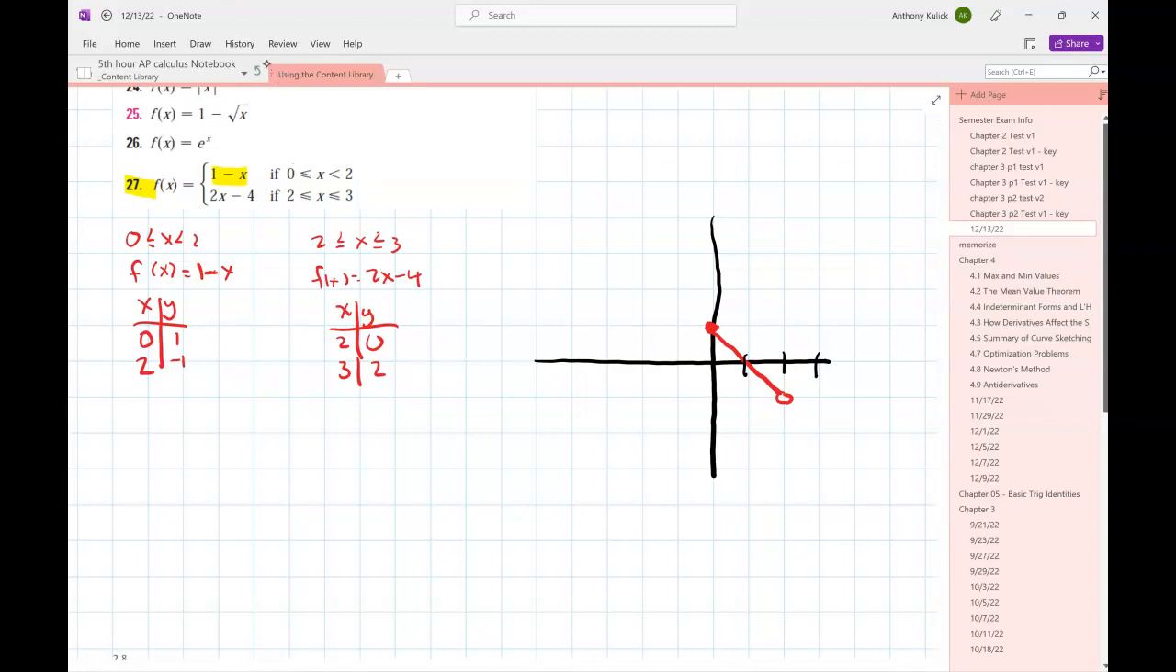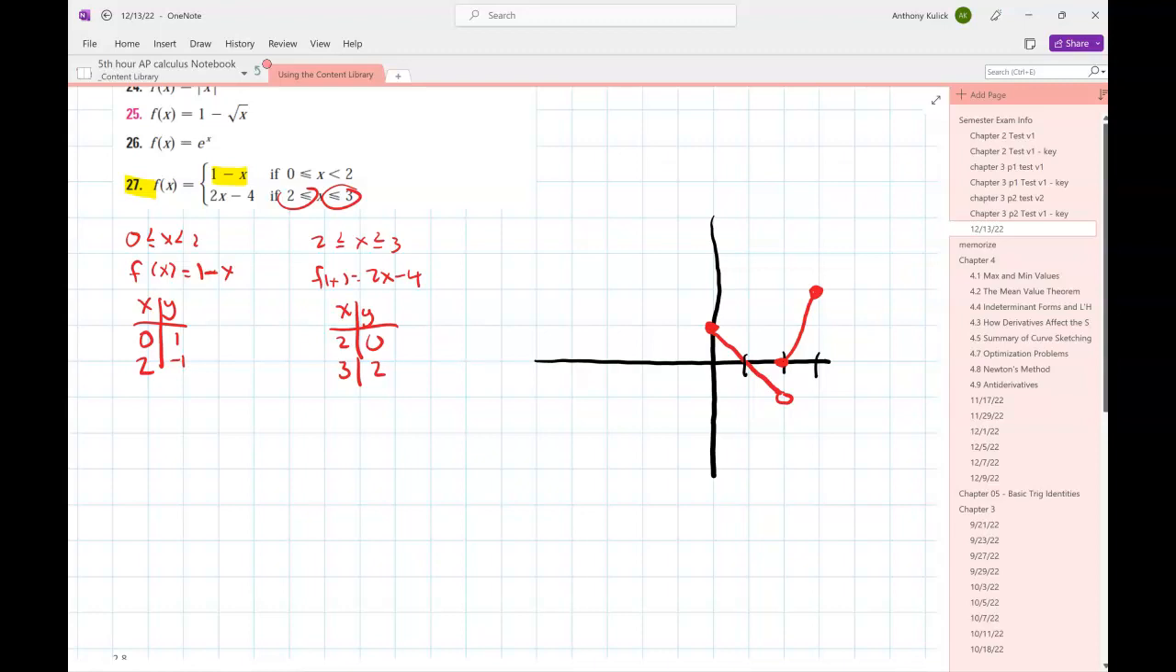And then I plot my next point, so that's 2, 0, and then 3, 2. So again, those both get closed circles because I have less than or equal to on each of them. And notice that it's not going forever, so this is all I got. Okay? So this is my piecewise function.